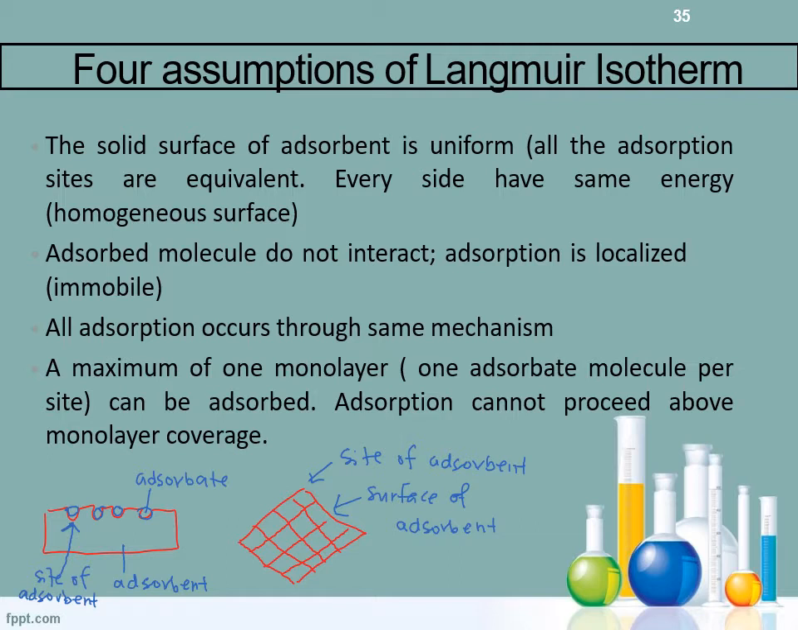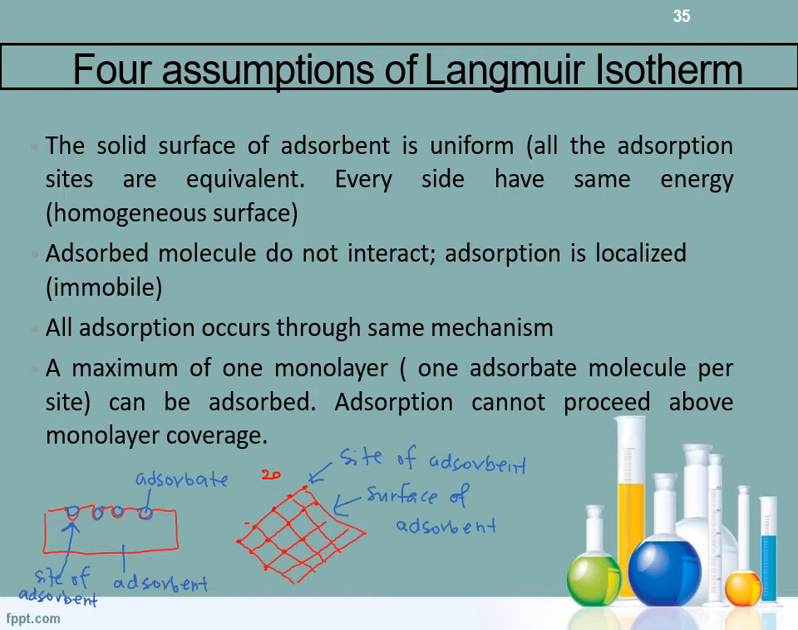If you look at the 2D surface, all the sites can be occupied by only one adsorbate, meaning that each site has the same affinity towards the adsorbate. There is no such thing as the left side of the surface adsorbing more adsorbate compared to the right-hand side. Every site has the same energy, which we call a homogeneous surface.